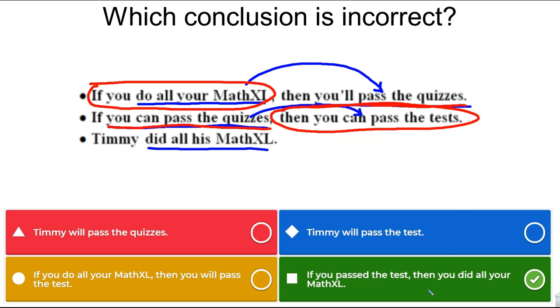Okay, the last one in green, that one's incorrect. If you pass the test, then you did all your Math Excel. Again, I can't work backwards through these conditionals. Okay, we're not going to assume that they're true in reverse. We're not going to assume the converse is true. Okay, so there's no working backwards through them. Only forward.